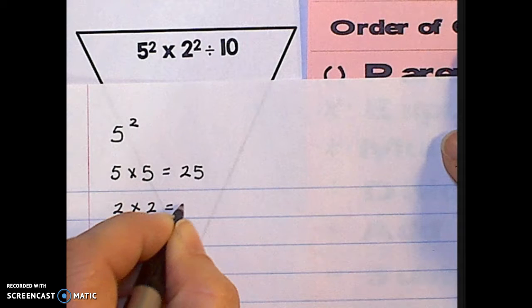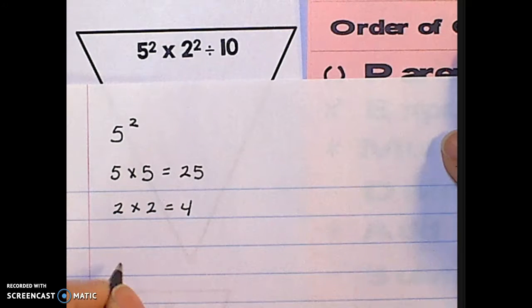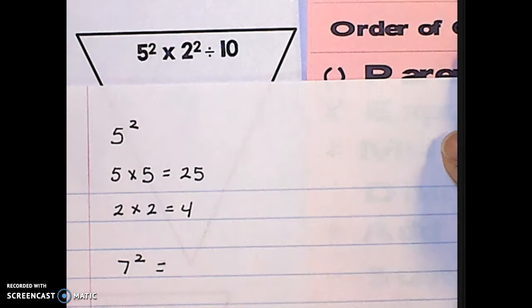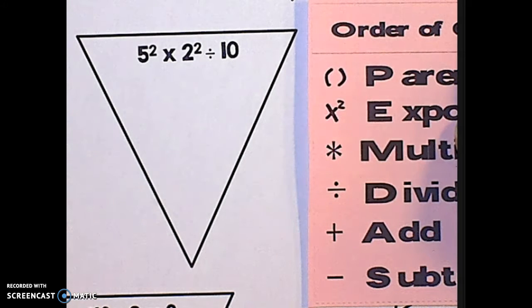Okay, so I wanted you to keep that in mind. So if I said 7 squared, what would that be? Good, good, 49. Okay, so now we can look at our problem.